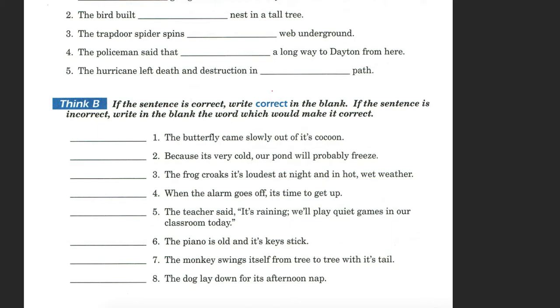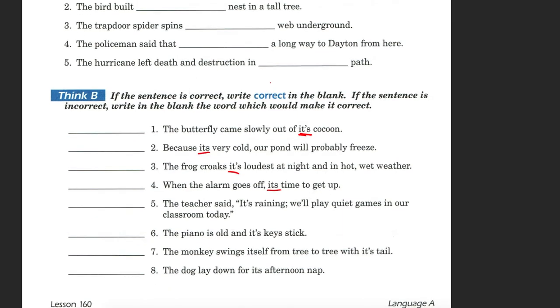Remember, we're examining the its. Maybe if you underline all the its in the sentence, it might help you focus more. Number one: the butterfly came slowly out of its cocoon. Does that make sense to you? The butterfly came slowly out of it is cocoon? No. They used the apostrophe s, and remember, apostrophe s means it is. Since this does not make sense, we would need to write the correct form of its.